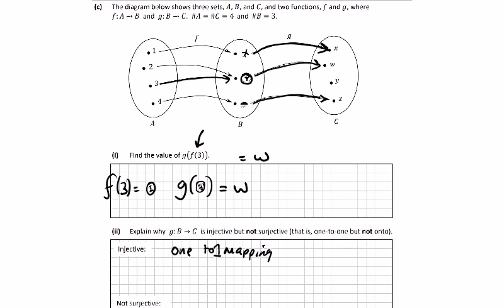And then it's not surjective. So for it to be surjective, every element in C would have a corresponding input. So there is an output in C with no input in B. That means it's not surjective, therefore it can't be bijective if it's not both of these. So I think that's what they're looking for here.